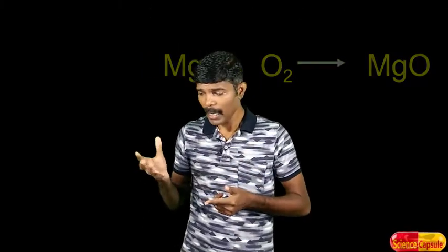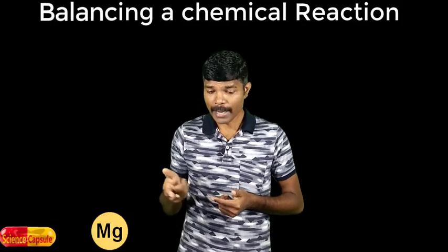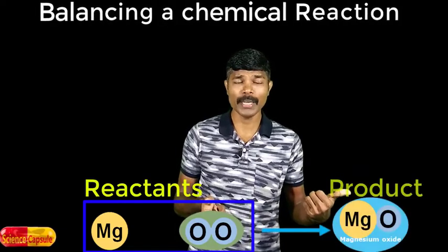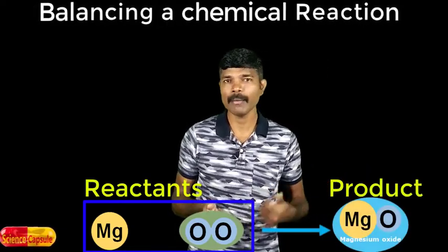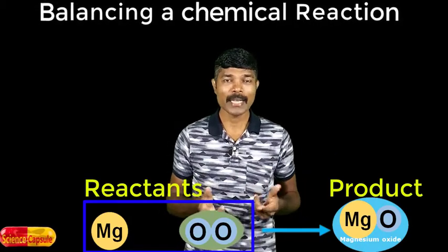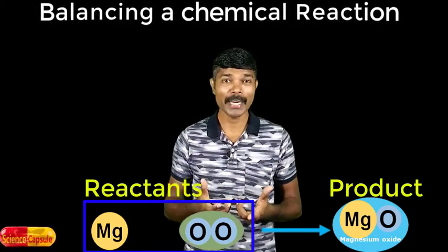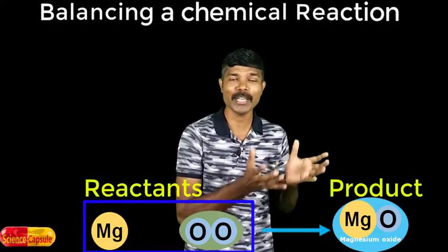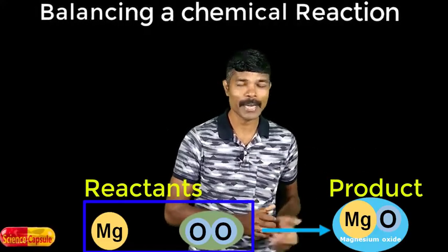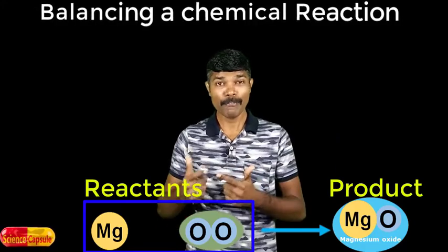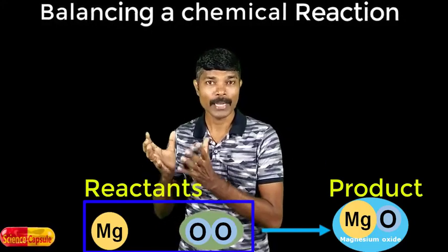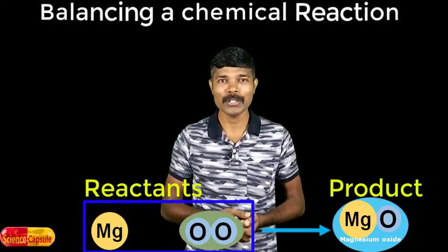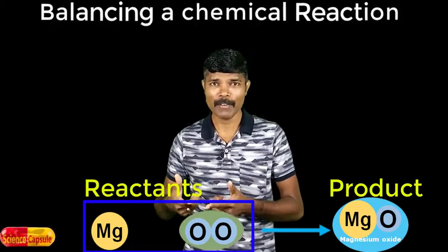Dear students, look here. Here we have taken magnesium, and here oxygen, with 2 atoms of oxygen in it. On the other side, you can see magnesium oxide, in which 1 atom of magnesium and 1 atom of oxygen are there. How to balance? A chemical equation is balanced by making the number of atoms of each element on the reactant side equal to the number of atoms on the right hand side, that is, in the product. If we balance the number of atoms of the reactants with that of the products, then the mass will be balanced. This way, chemical equations can be balanced. We will see how to balance in a simple way.